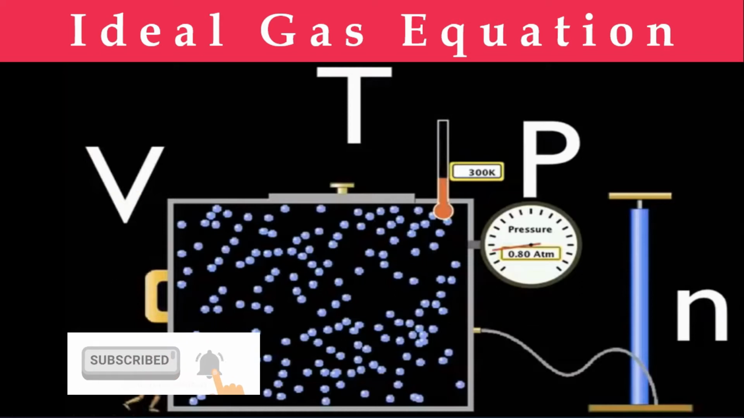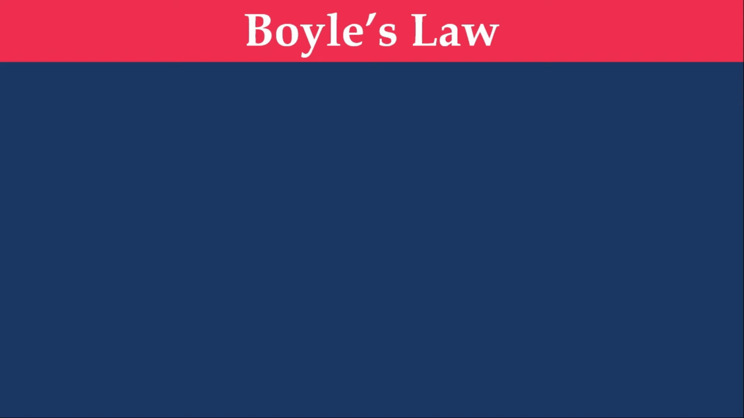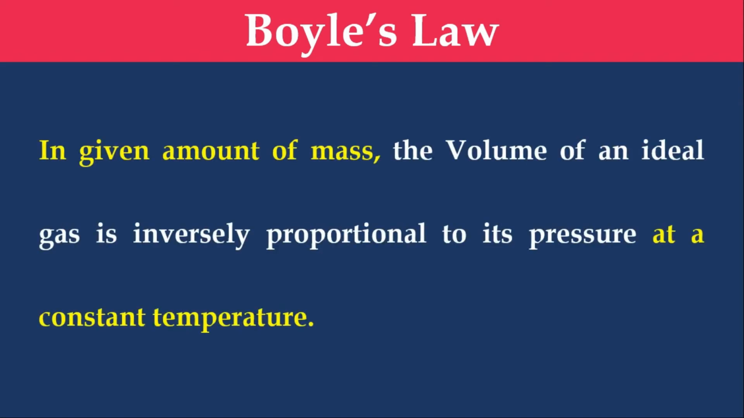Here we are going to discuss three laws to arrive at the ideal gas equation. In that, the first one we are going to discuss is Boyle's law. What actually does Boyle say? In a given amount of mass, the volume of an ideal gas is inversely proportional to its pressure at a constant temperature.